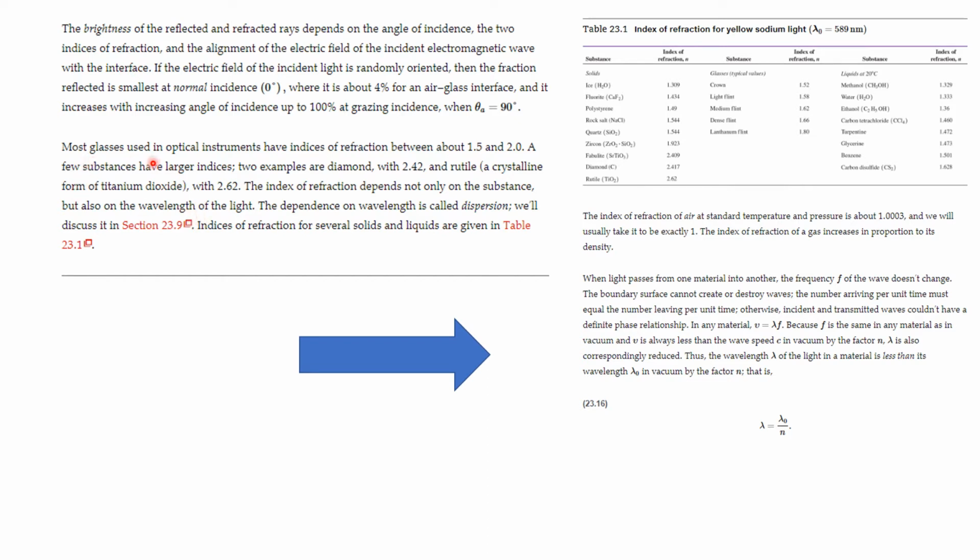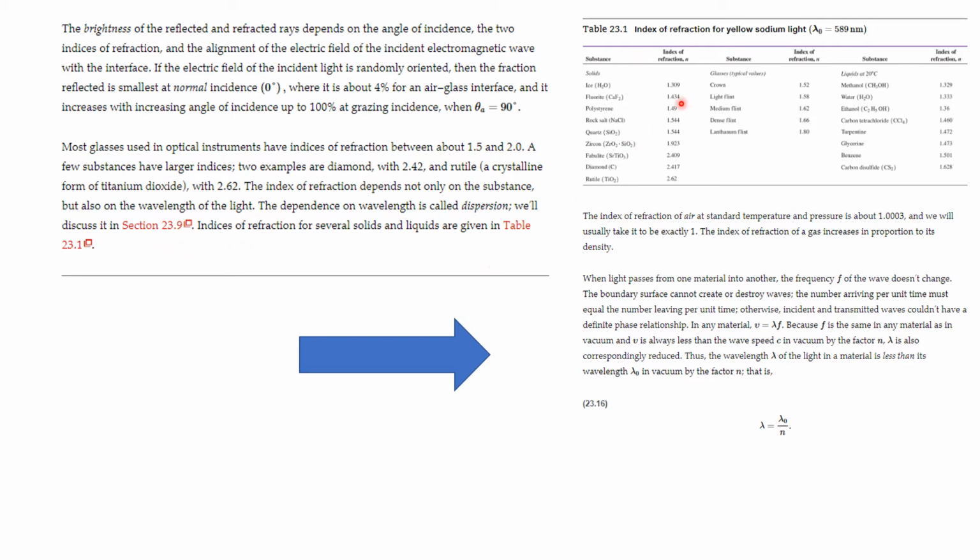Now, most glasses used in optical instruments have index of refraction between 1.5 and 2. A few have larger indices. Diamonds, which are special, have 2.42, and here's one that has even more. It's a titanium dioxide crystalline structure that has 2.62. The index of refraction depends not only on the substance, but also on the wavelength. The dependence on wavelength is called dispersion, and that gets discussed, but we're not going to go into that.